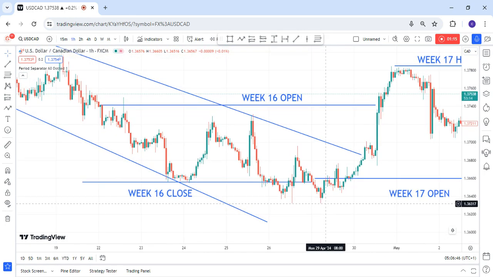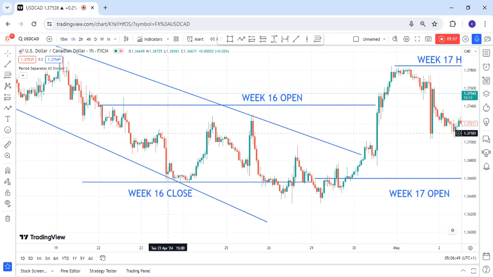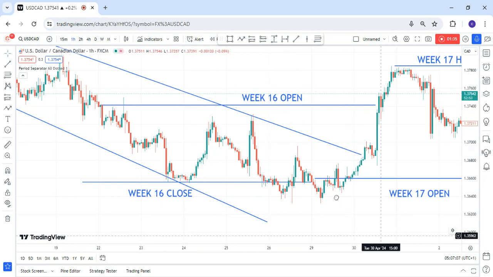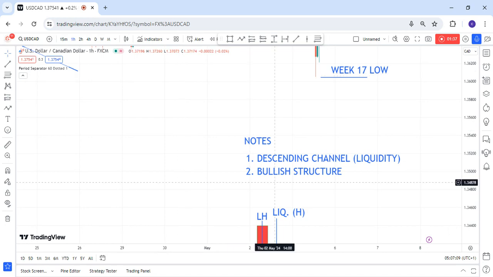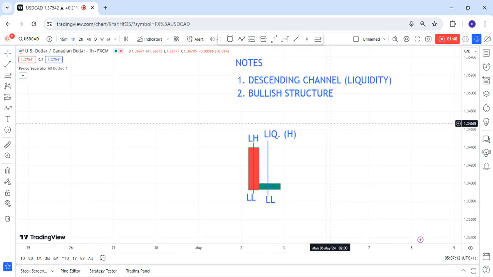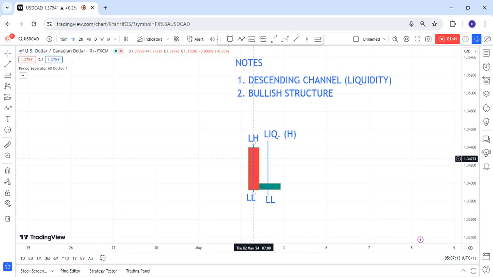week 16, as I said before, this is the week 16 open, this is the week 16 close. It therefore means that if we get a candle for week 16, week 16 is bearish. Look at the week. This very zone here represents the week. So this is going to be my week 16 bearish candle, which is very bearish.